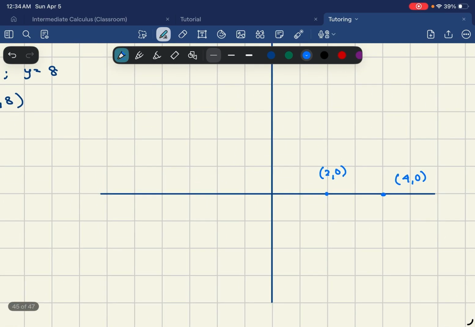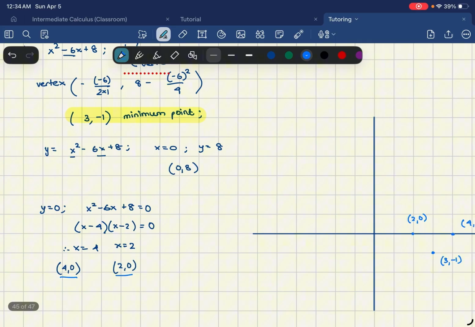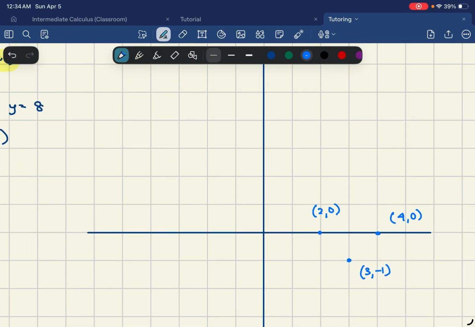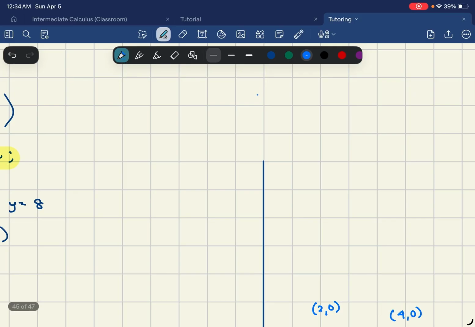So 3 comma negative 1 is somewhere here. Just think that each line here represents 1 unit. And then you have 0 comma 8. So if x is 0, then 1, 2, 3, 4, 5, 6, 7, 8 is somewhere here.